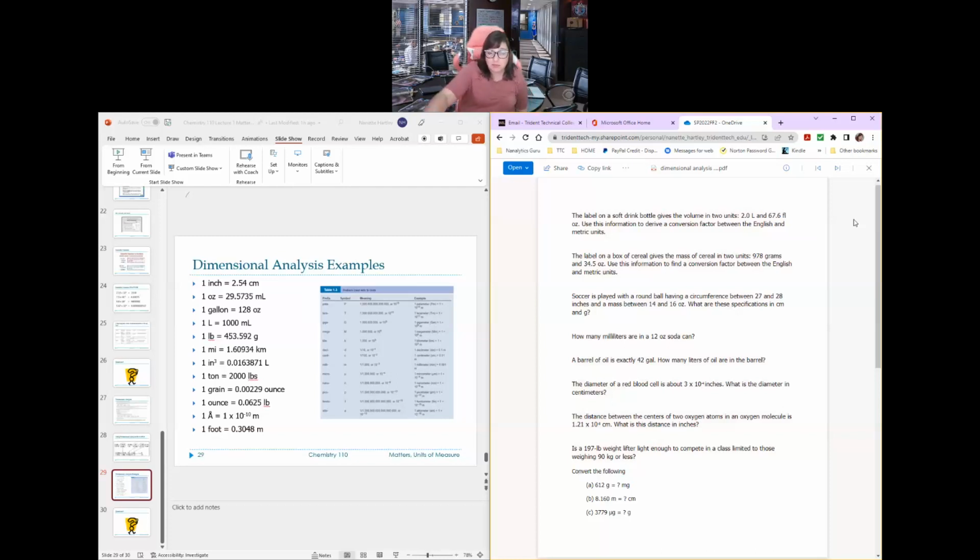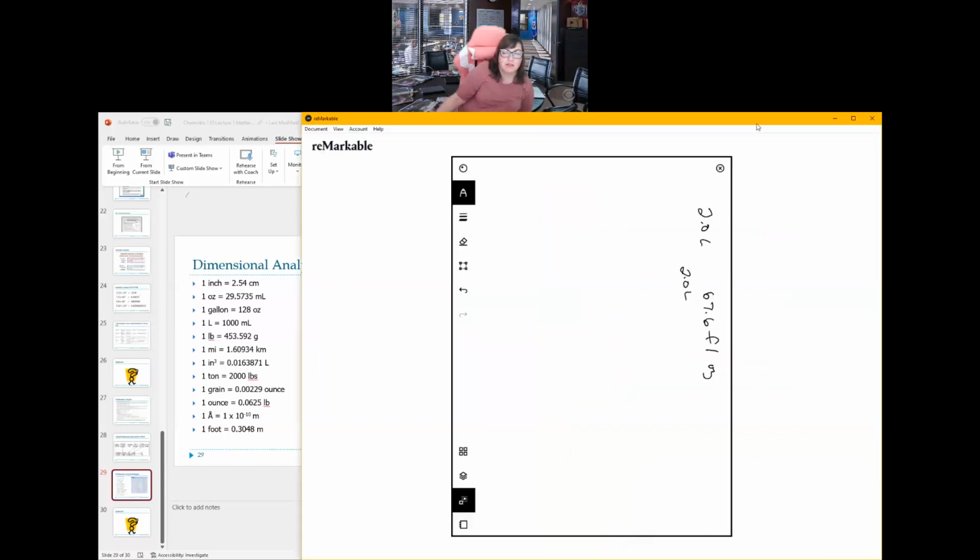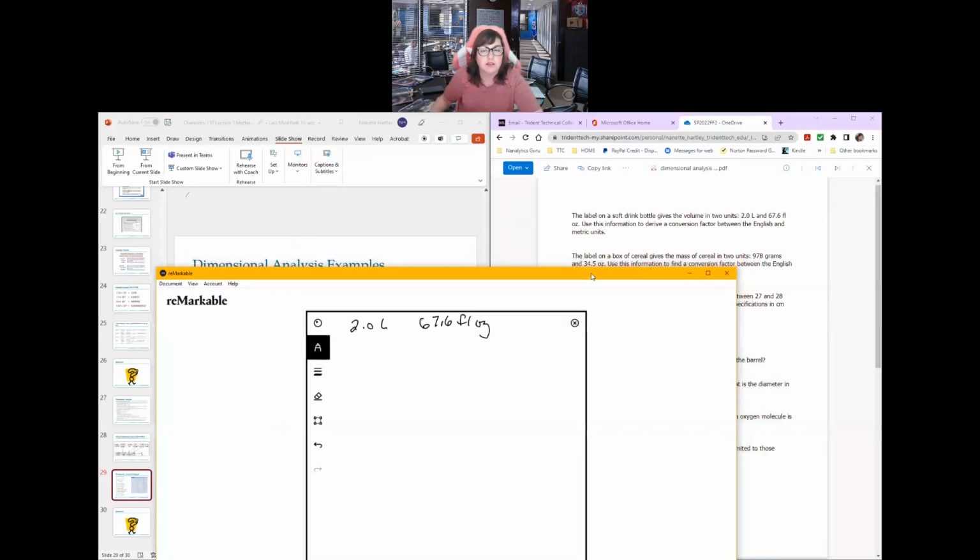And so I can simply set this up as 2.0. Let me get it back. Give me a second. So it says that they're 2.0 liters, 67.6 fluid ounces, if I read correctly. Let me check that. Yes.